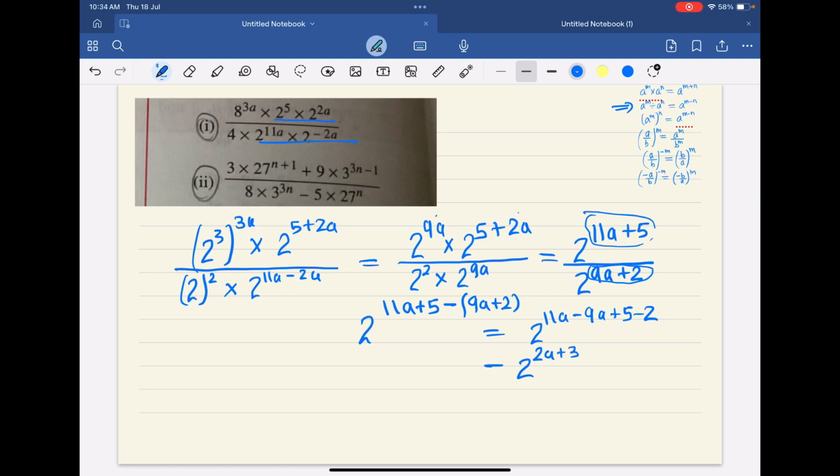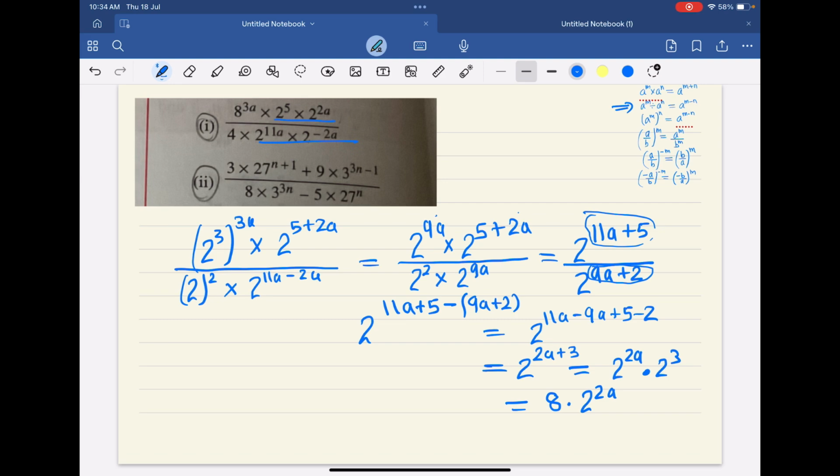and the final answer is 2 to the power 2a plus 3. Now this is one way of giving the answer. Other way can be, we can just write it as 2 to the power 2a into 2 to the power 3 and write the answer as 8 times 2 to the power 2a. So this is the way this question needs to be done. You can solve this question yourselves, go through this once again.